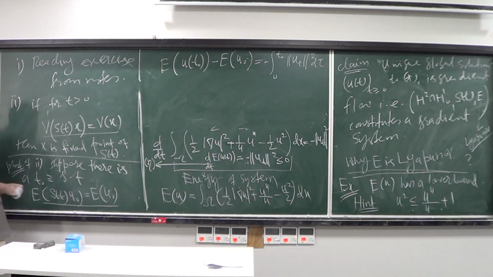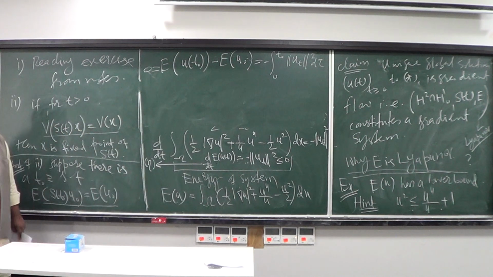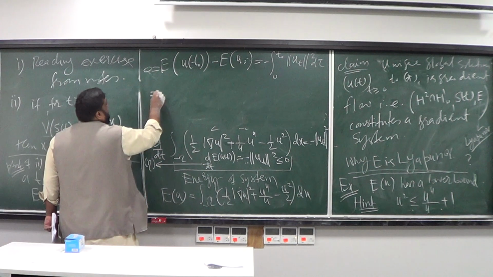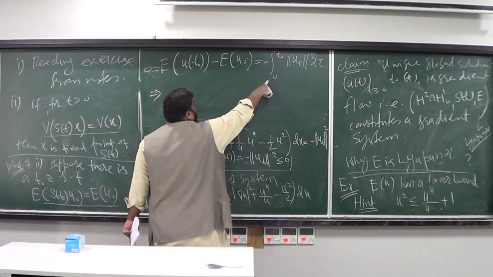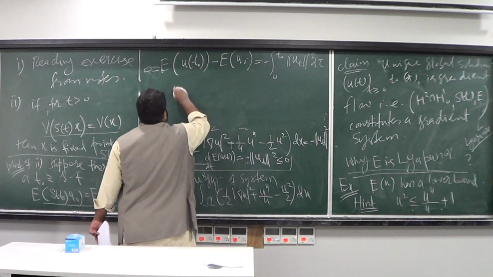These two guys are equal. Yes. Alright? These two guys are equal. So if these two guys are equal, that means that their difference is equal to 0. Okay? And what does this imply? That this integral is 0. And the integral is non-negative, so the integrand would be 0 actually.